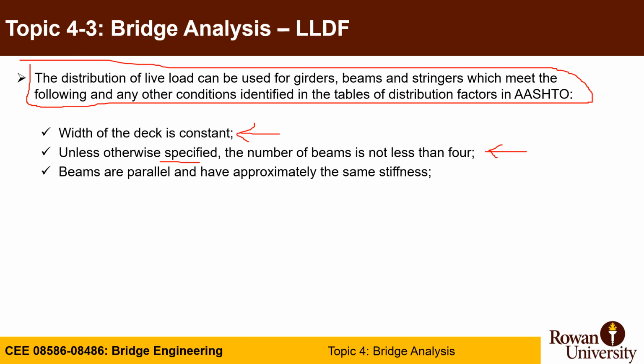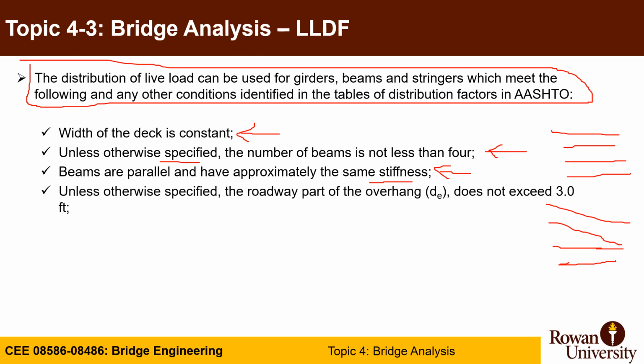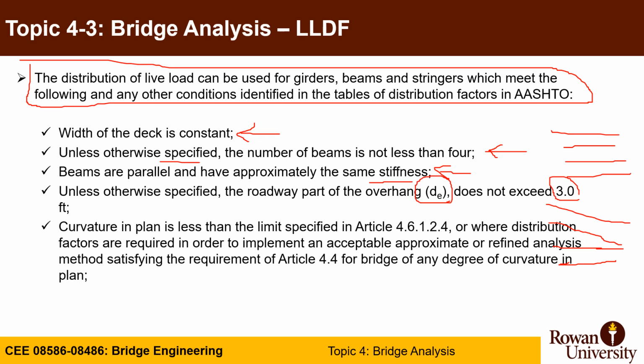Beams are parallel and have approximately the same stiffness, so the beams have to be parallel. There is no beam moving like this in the longitudinal direction, right? You don't have beams with varying spacing, and the stiffness should also be assumed approximately the same. Unless otherwise specified, the roadway part of the overhang does not exceed 3 feet, which rarely can happen. Curvature in plane is less than specified in Article 4.6.1.2.4.